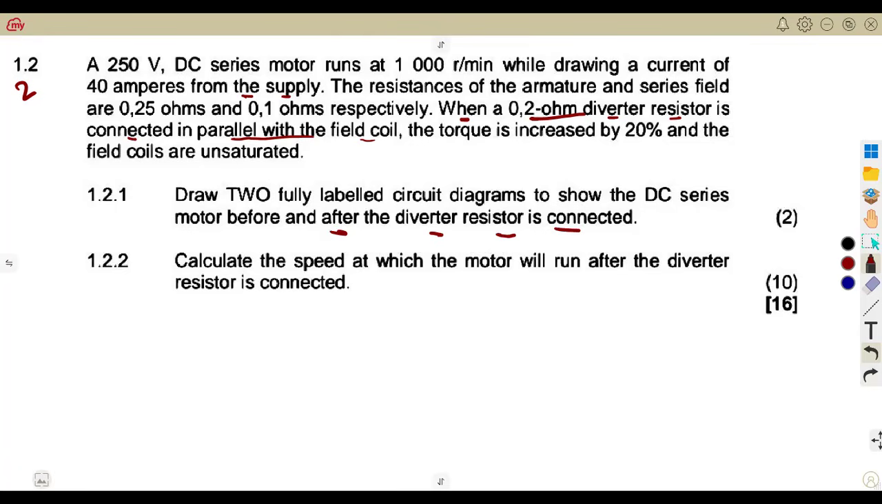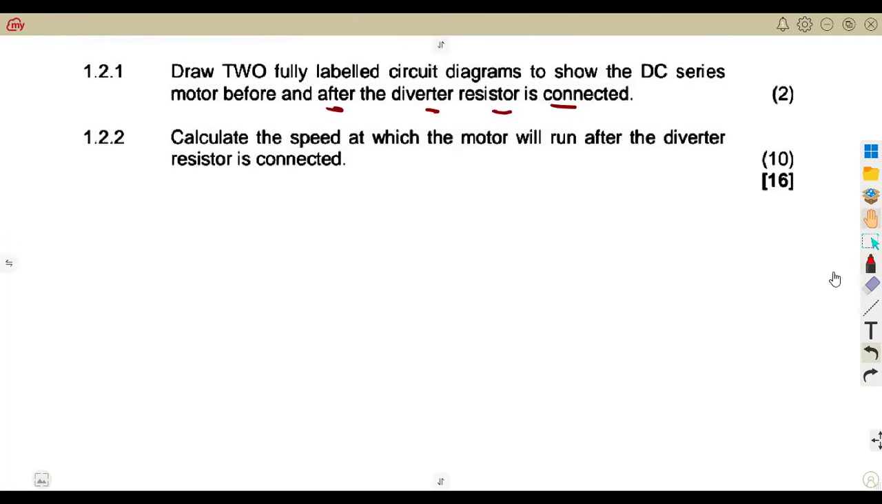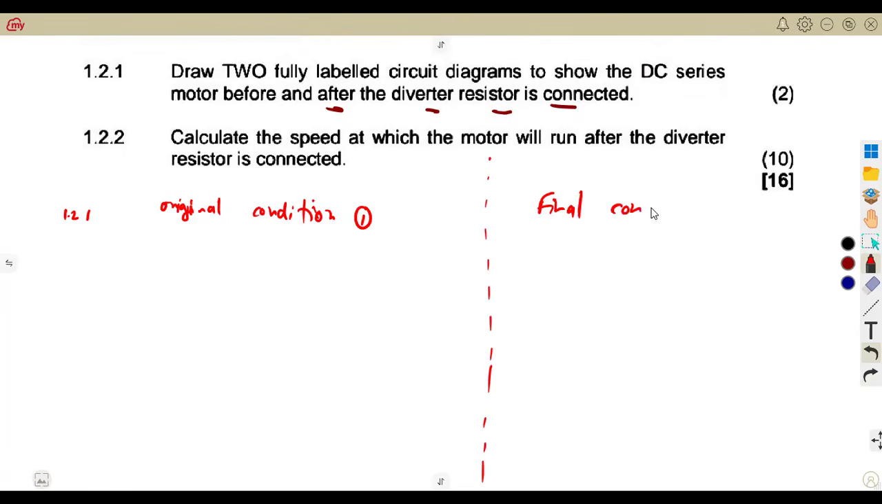Okay, we had a similar question like this one, just a little bit different. So this is what you're going to have, guys, 1.21. They need the two diagrams, as we do understand: our original, which is before, where we have got the original condition, and after, that is where we have got our final condition. With this, we are given it's a series motor.